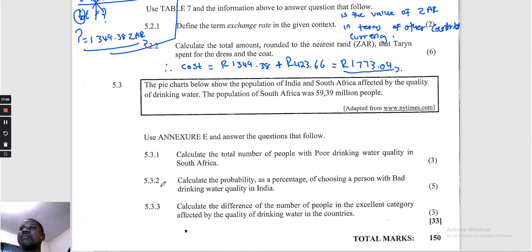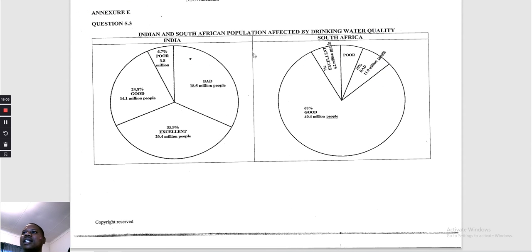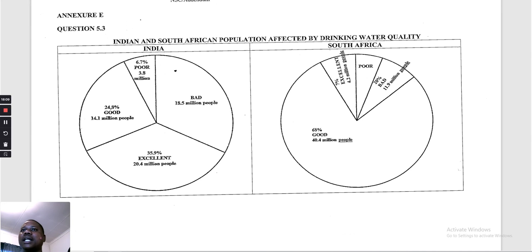The pie chart below represents the population of India and South Africa affected by the quality of drinking water. The population of South Africa was 59.39 million people. Use Annexure E and answer the questions that follow. Okay, let's go to Annexure E. Here is Annexure E. I'm just going to zoom it so that people can see these numbers.